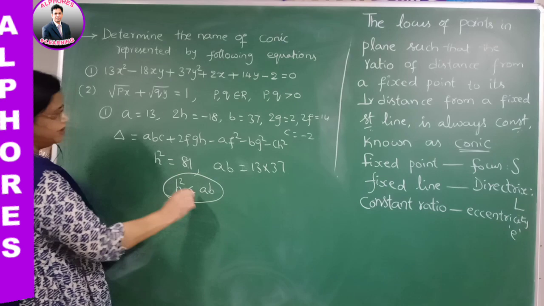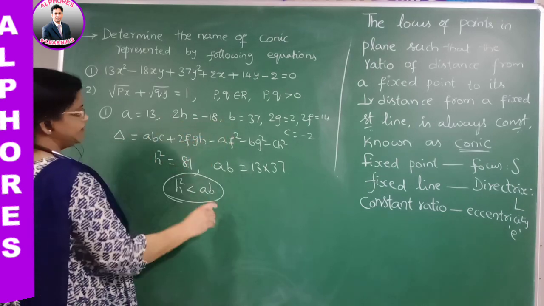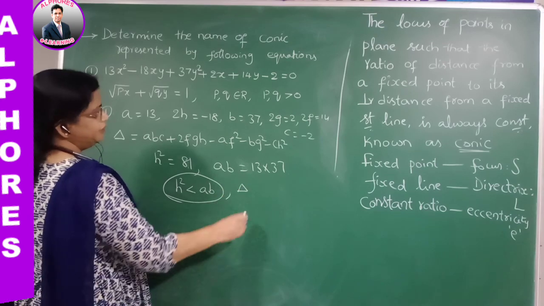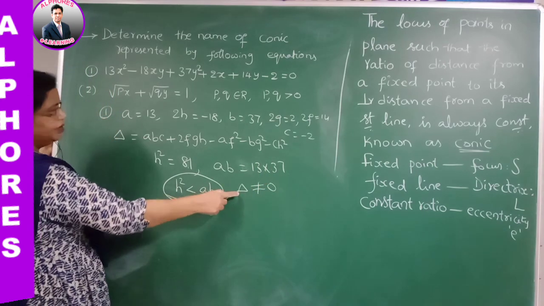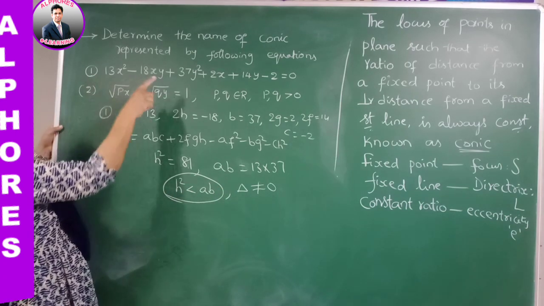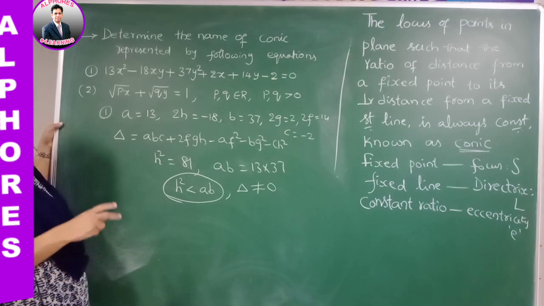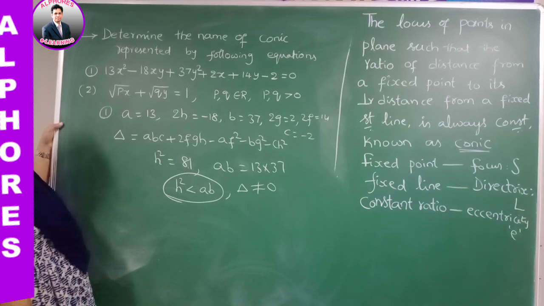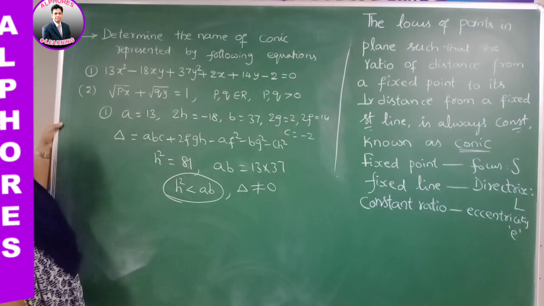In this one you got h square less than ab, and now substitute each of the values, and by the delta value you will get not equal to 0. As delta is not equal to 0 and h square is less than ab, we can confirm the first equation is clearly representing an ellipse. In some other cases they can give an empty set also. Okay students, so from this what is our conclusion? It is nothing but an ellipse.